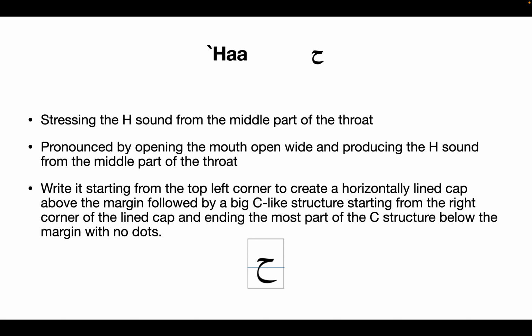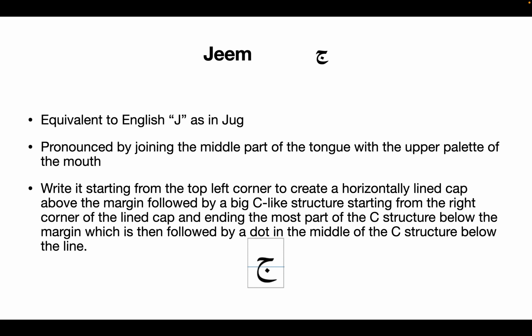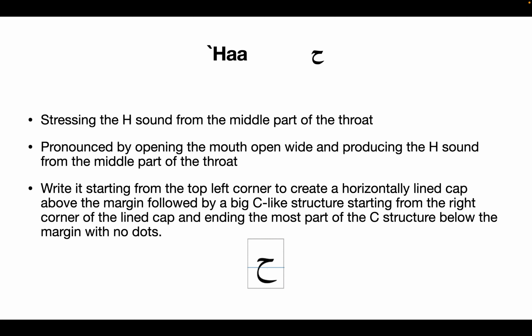This H sound of ha is used in many places in Arabic words, like the 5 pillars of Islam. One of the 5 pillars is Hajj. So it's not simple Hajj, it's Hajj with Ha and Jeem that we just learned. The Jeem over here is the second letter of Hajj, and the first letter is Ha. Hajj.